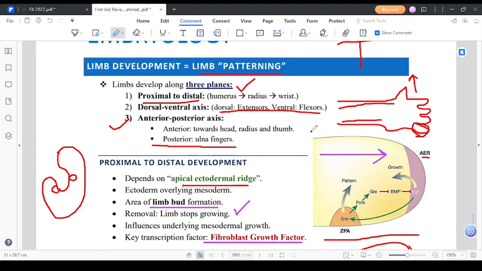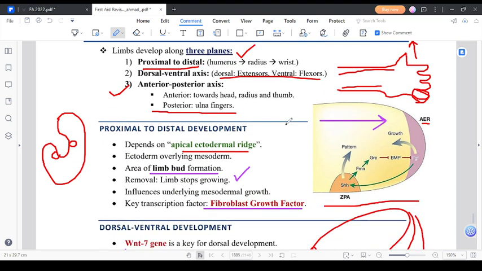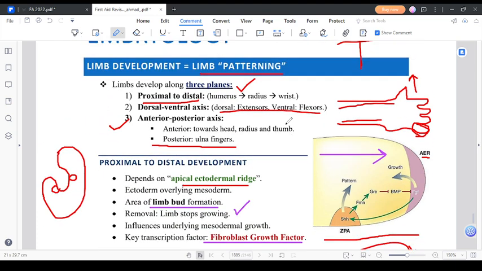So the takeaway point from this page is, the very first thing you must remember is the axes of growth. The proximal to distal, that is from the humerus towards the wrist. Dorsal ventral, that is flexor and extensor differentiation, and the third one is the anterior posterior axis, where the thumb is your anterior side and the pinky finger is your posterior side.